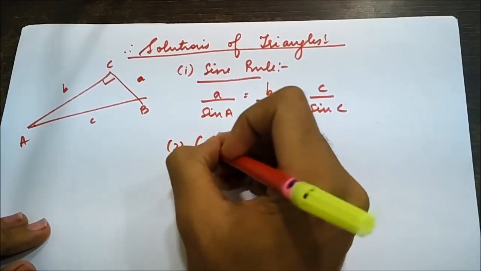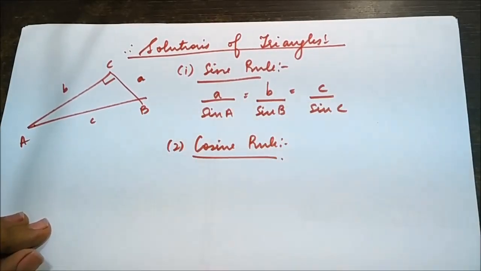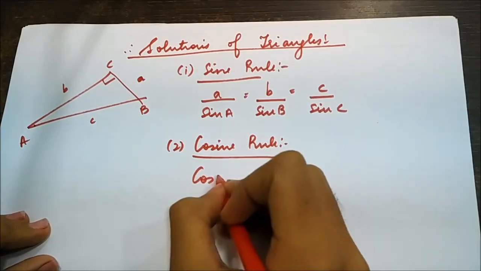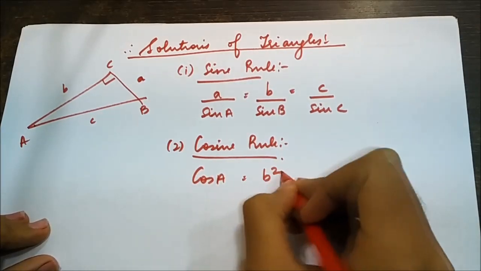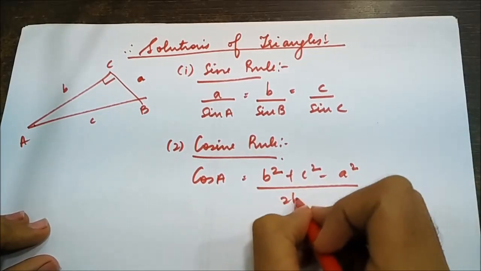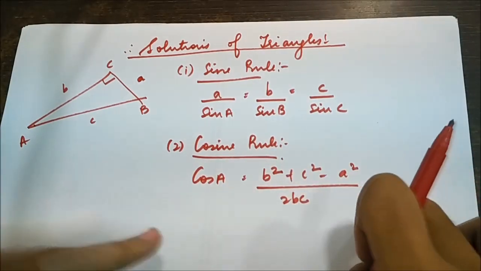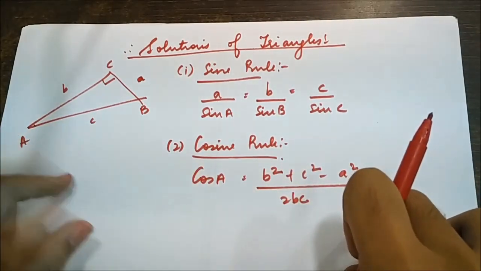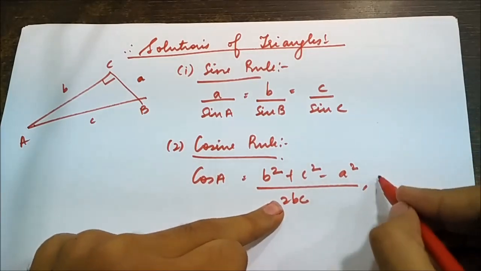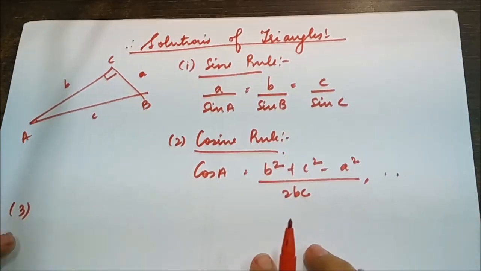The second rule is the cosine rule. Okay, so in triangle ABC, cos A is equal to b square plus c square minus a square upon 2bc, and these are basically the sides of the triangle. So cos A is basically the angle and the small letters are basically the sides opposite the angles.